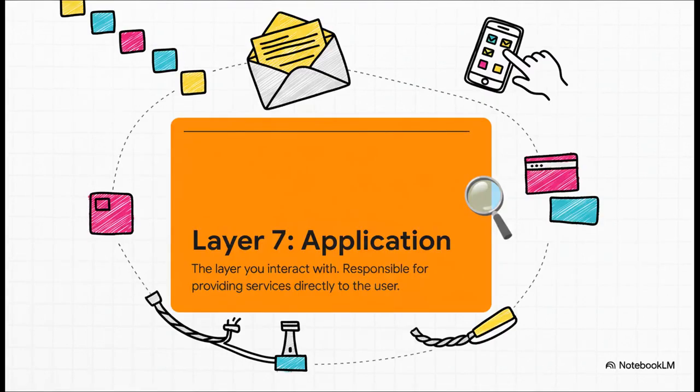We're going to start our journey right at the top with Layer 7, the application layer. This is the part of the internet you actually see and touch: your web browser, your email client, whatever game you're playing online. It's the interface between you and the network.